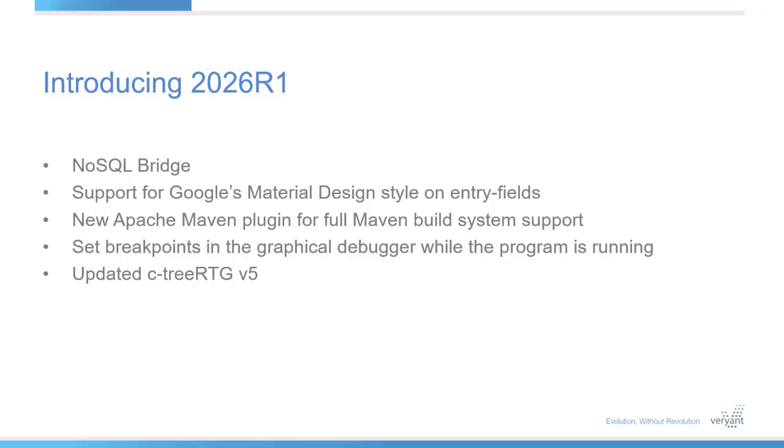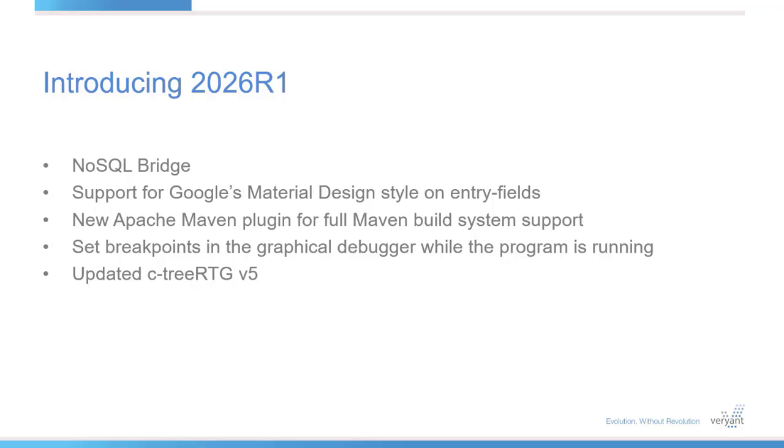This video covers the new features of version 2026 Release 1. Here are the highlights. Our new NoSQL Bridge product gives outside access to your data through a stateless REST API. We've also added a new material design style for entry fields to match Google's design standards. We now have full Apache Maven support through a new plugin.